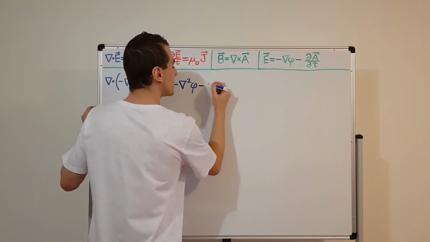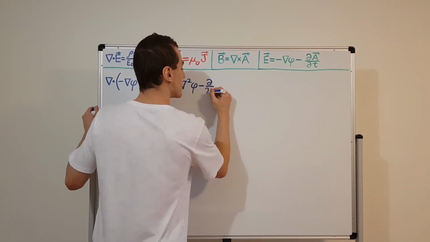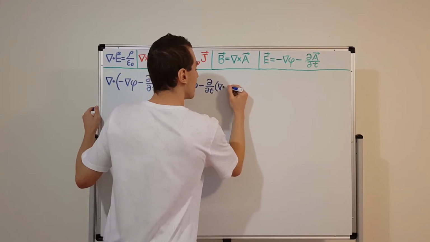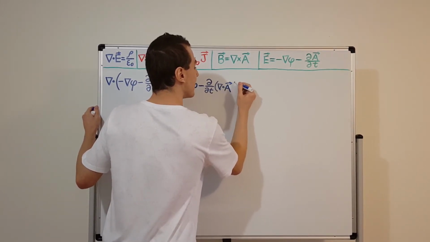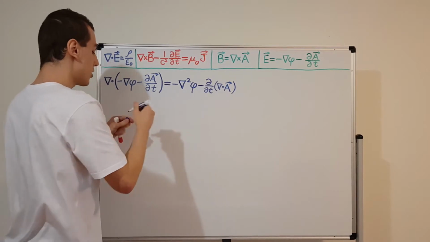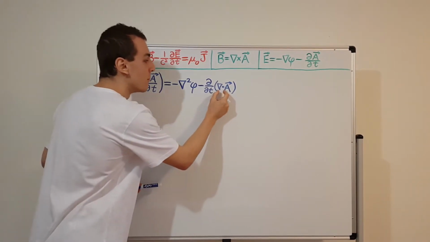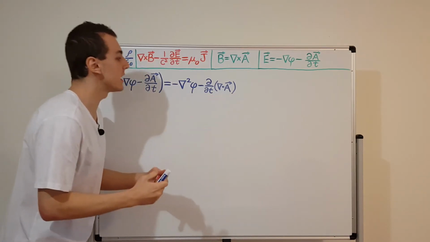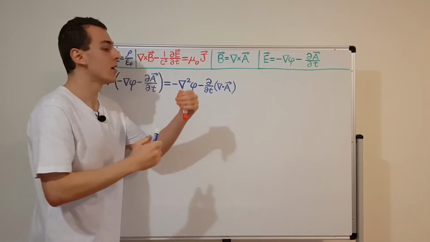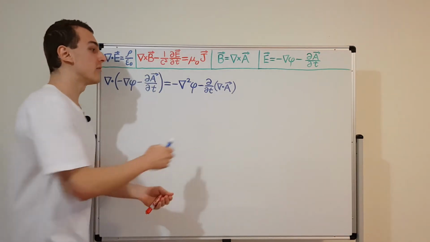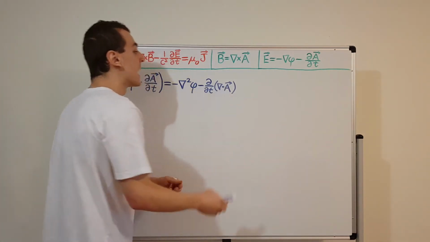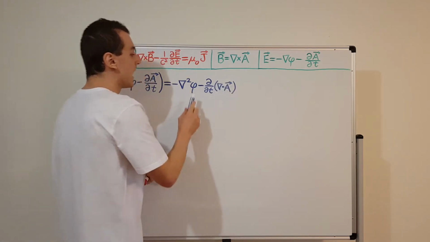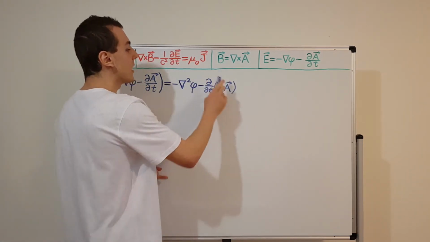So that's going to give us this. We're going to have minus the partial derivative with respect to time of the divergence of A, and that is the second term. So you can see what I've done over here. I've just moved the divergence operator inside the time derivative. So it doesn't matter if you differentiate with respect to time first and then with respect to the spatial derivatives, or if you differentiate with respect to the spatial derivatives and then with respect to time. Notice how this is a scalar quantity and this is a scalar quantity. So we just have a scalar and a scalar.